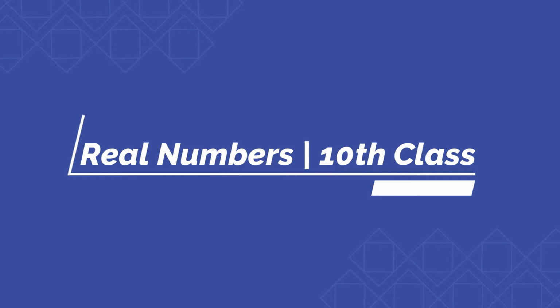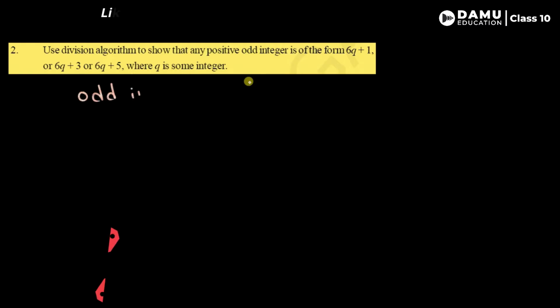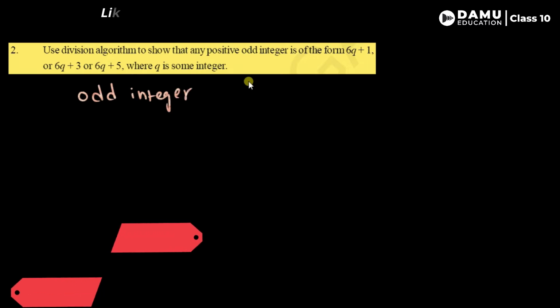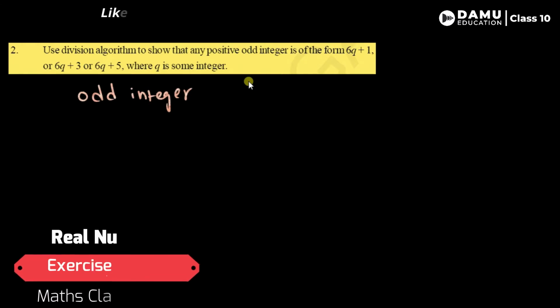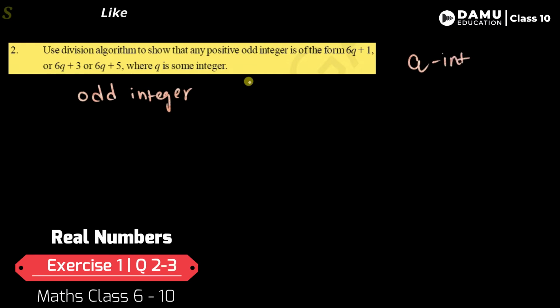So in this module, we are going to discuss our second point. Use the division algorithm to show that any positive odd integer is of the form 6q plus 1, 6q plus 3, or 6q plus 5, where q is some integer. Here they have given that q is an integer.